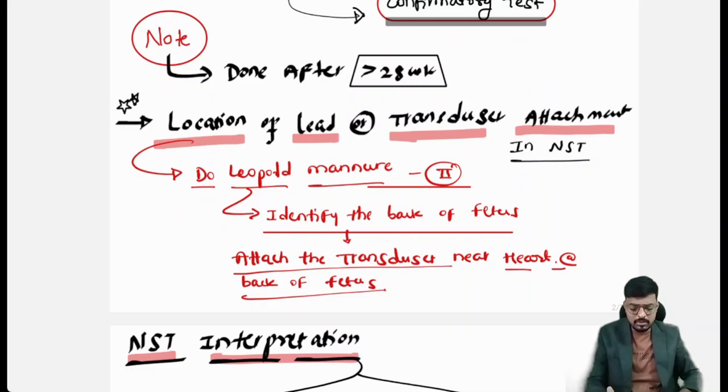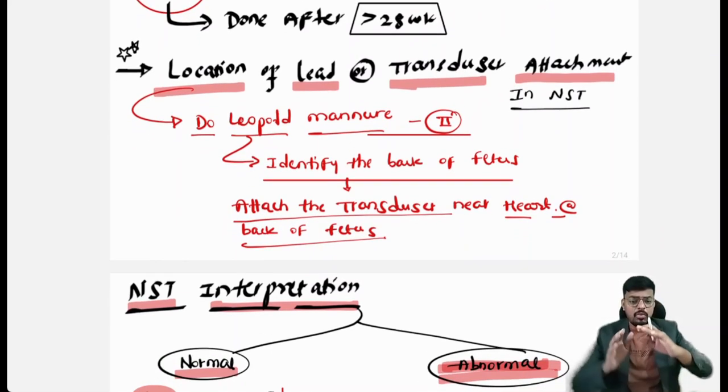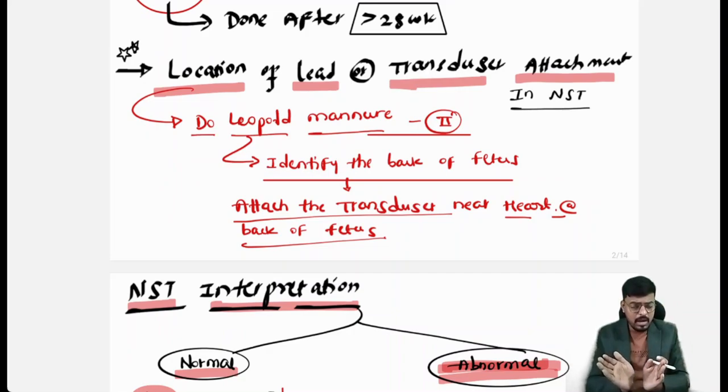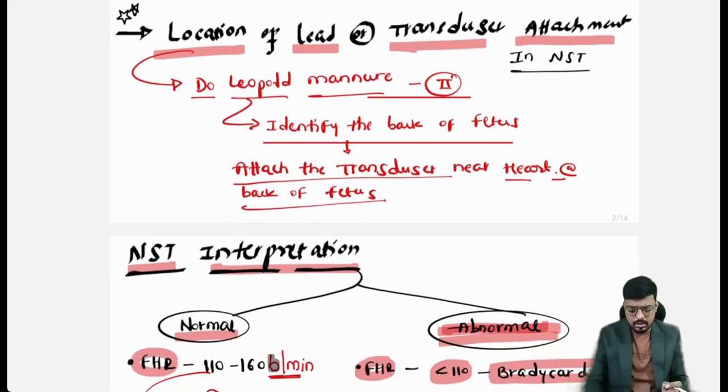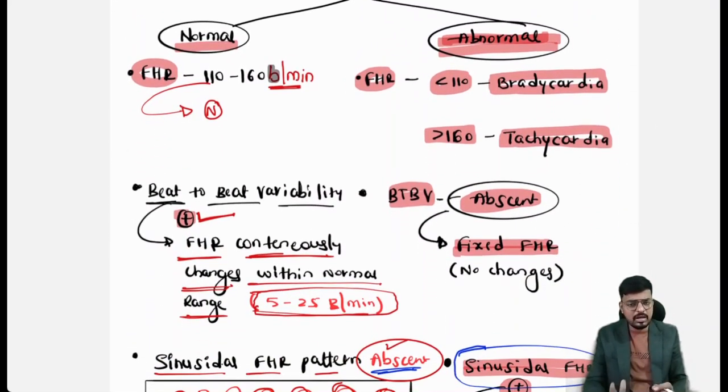Then the location of the attachment of the transducer: we have to palpate the back of the fetus using the lateral grip or the second Leopold maneuver, and near the heart, at the back of the fetus, we have to attach the transducer. Very important. NST interpretation: normally the fetal heart rate should be between 110 to 160 beats per minute, and the beat to beat variability should be present, meaning the heart rate should vary within 5 to 25 beats per minute within the normal range.